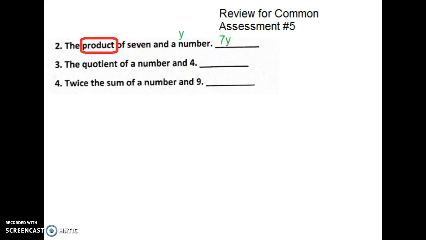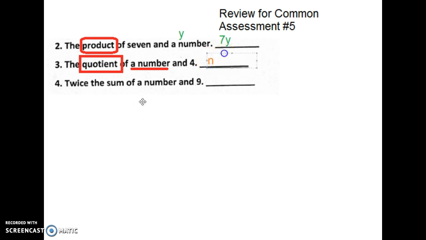All right, the next one says the quotient of a number and 4. So we have quotient now, and that means division, right? So quotient means a number. Again, a number is our key. It shows us that we don't know what the number is, so we can use whatever letter we want. I'm avoiding using x because it looks like multiplication. So I'll say n.